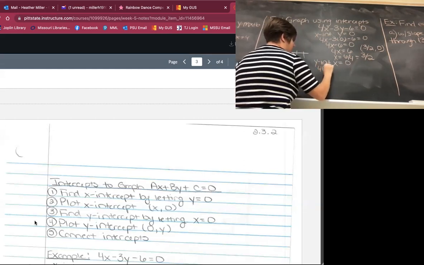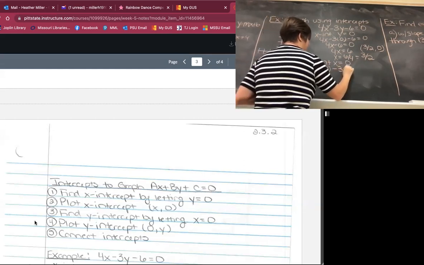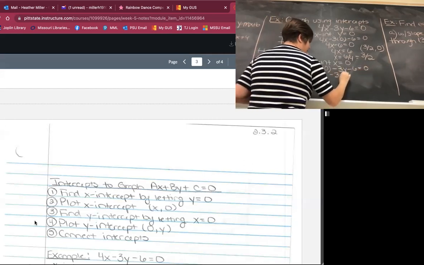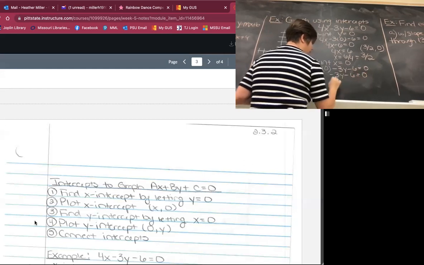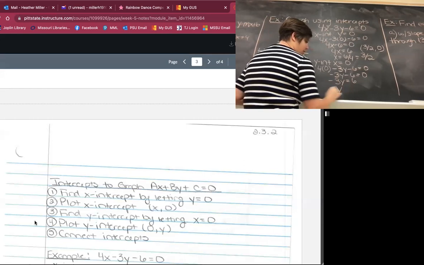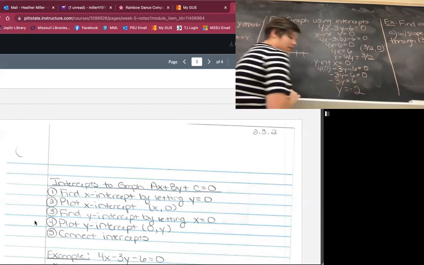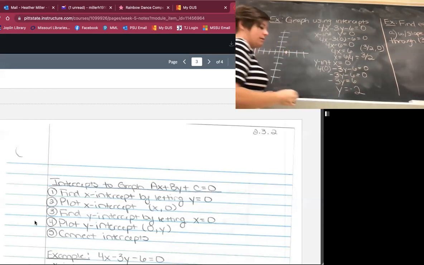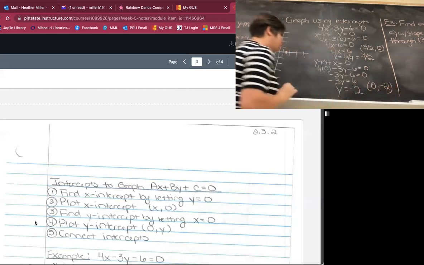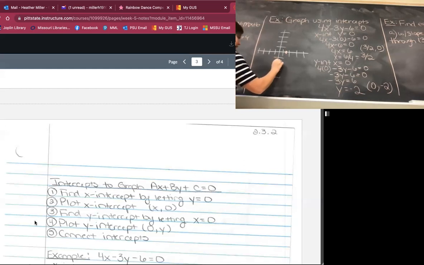So that's 4 times 0 minus 3y minus 6 equals 0. Negative 3y minus 6 equals 0. Add that 6 over, divide by negative 3 on both sides, and you get y is negative 2. So that means my y-intercept is the point 0, negative 2. So I'm going to graph that on my graph as well. And now that I have both, I can connect them.